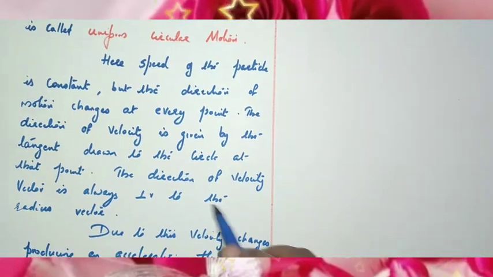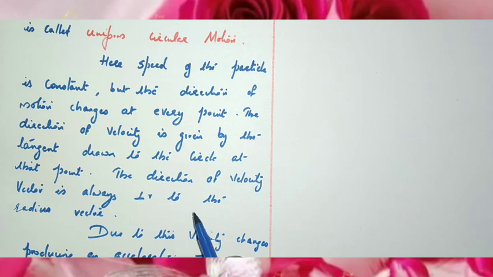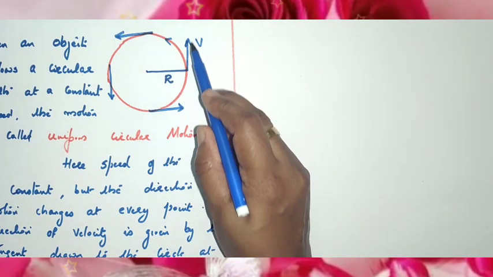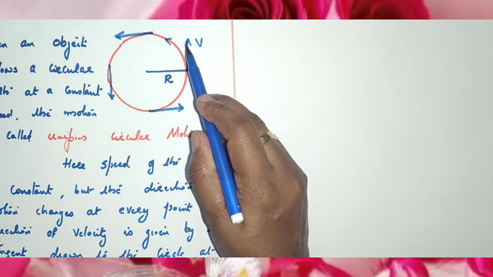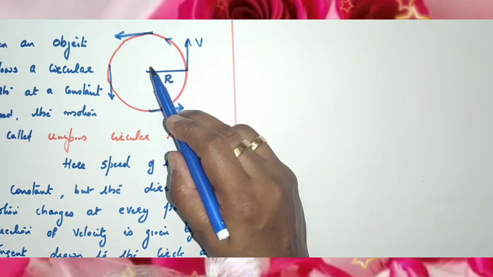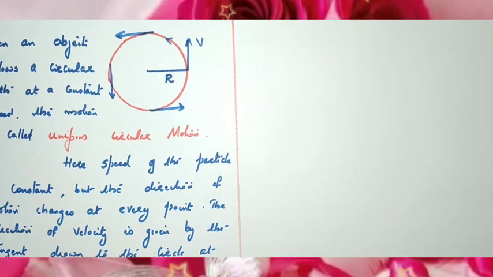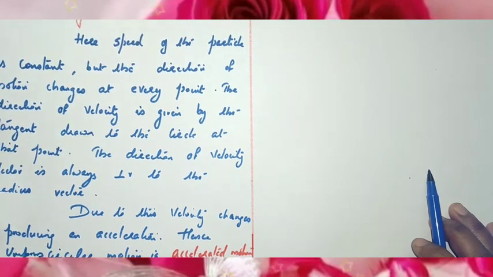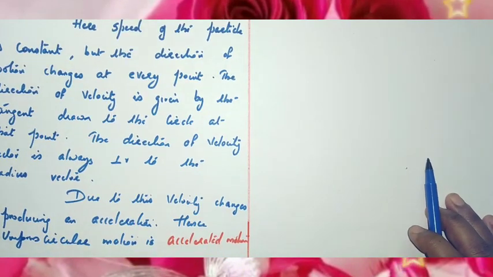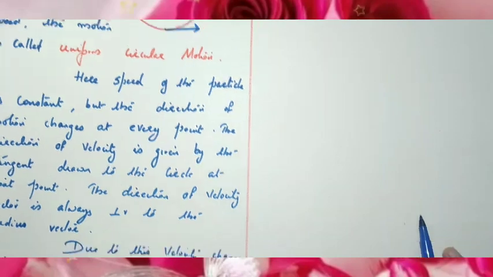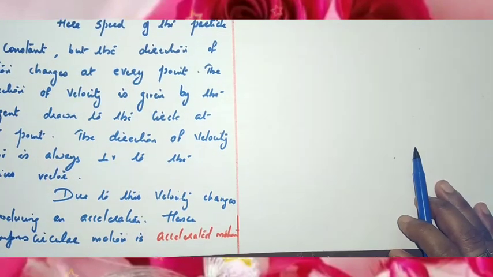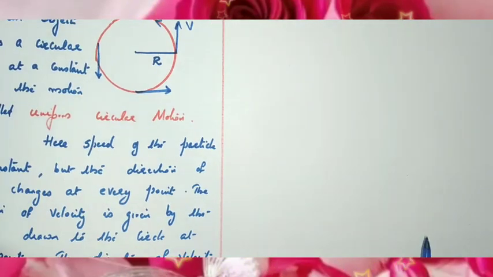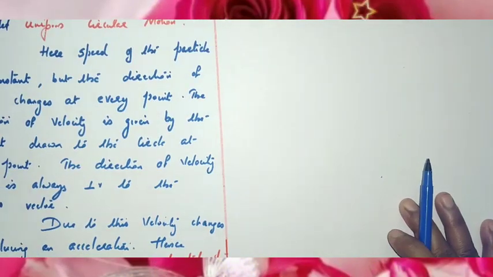Clear? Now the direction of velocity vector is always perpendicular to the radius vector. As you can see in the figure, radius vector and velocity are always mutually perpendicular. Only in a uniform circular motion, radius vector and velocity are mutually perpendicular to each other. The change in velocity produces an acceleration. Whenever there is a change in velocity, there is an acceleration. Here the speed remains constant, but the direction of velocity changes, which gives rise to acceleration.